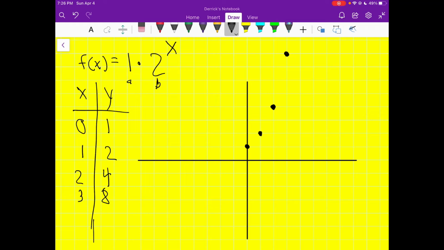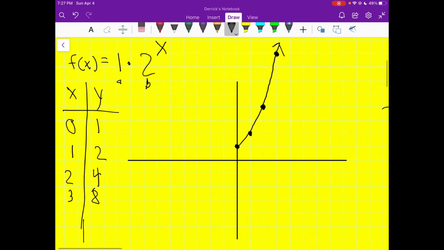Now what I'm curious about is, while yes, it is certainly quickly increasing to the right and intends to continue doing so, what does it do on the negative side? So since I'm running out of a little bit of space with my XY table, I'm just going to add another one on over here. Let's just plug in negative 1.